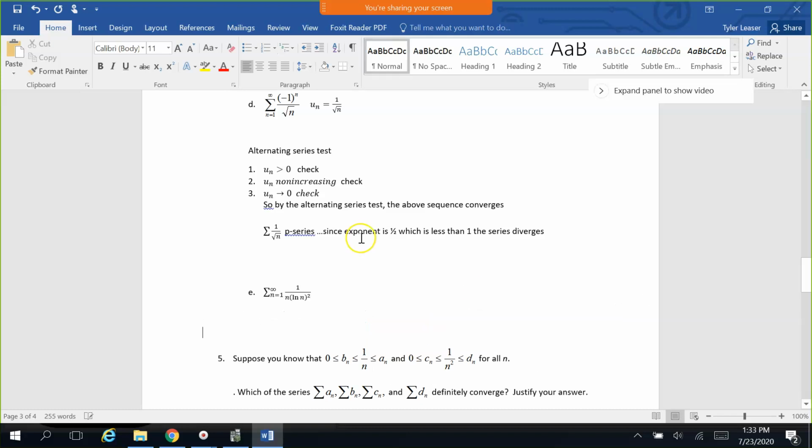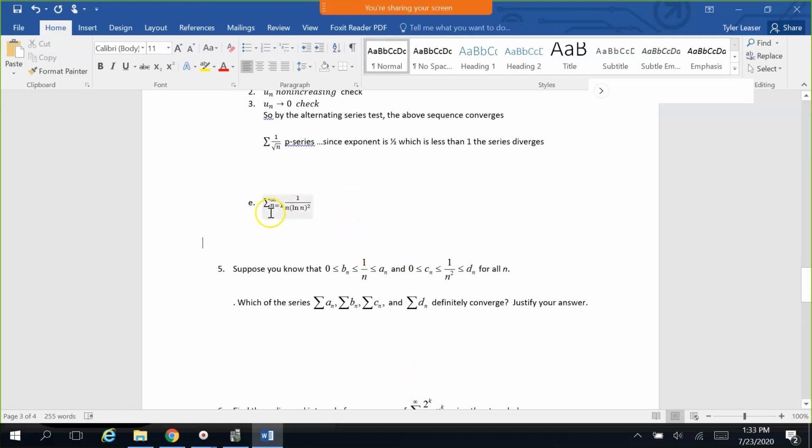Okay, moving on. E. So the infinite sum, n equals 1 to infinity, of 1 over n natural log n, all squared.